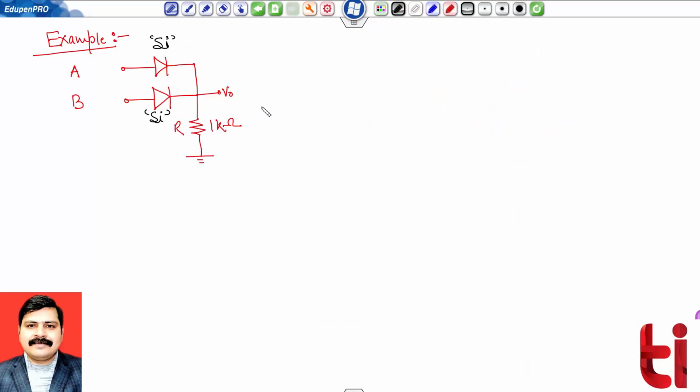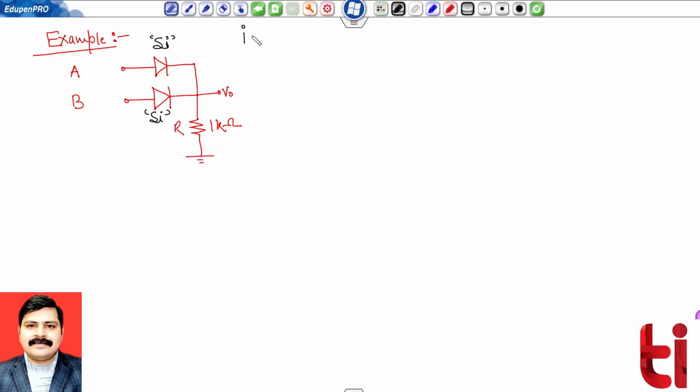Okay, so this is the problem. There are two diodes, both made of silicon, connected in parallel configuration, and suppose their inputs are A and B, and a load resistance R of 1 kilo ohm is connected. We have to find the output V naught across the load resistance R. And there are four options.